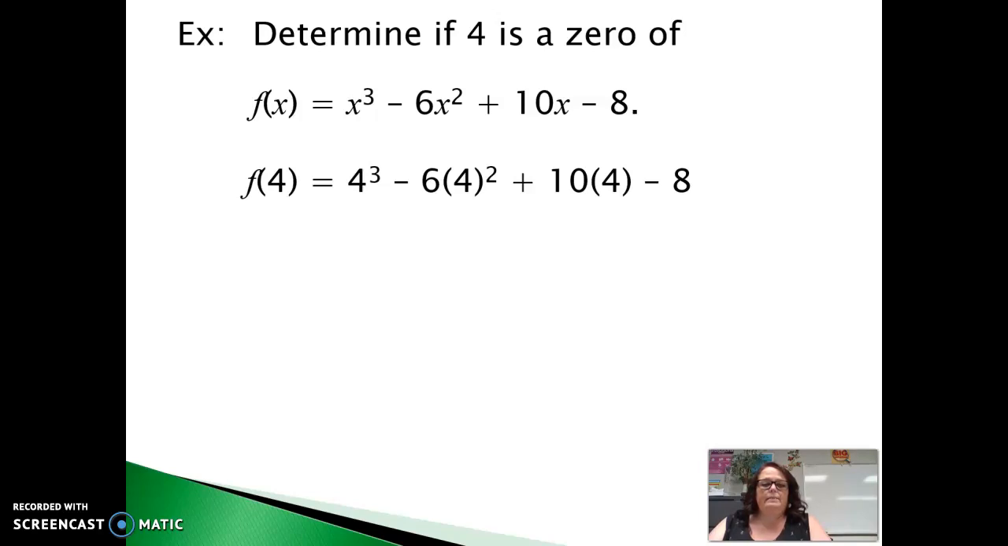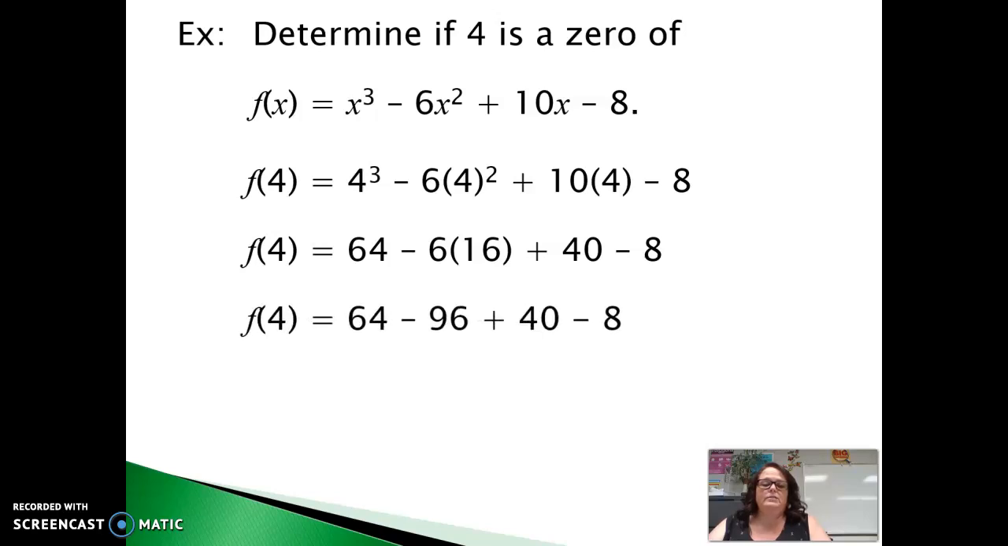So I'm going to work this out step by step. So first we take care of the exponents. So 4 to the third is 64 and 4 to the second is 16. Then we take care of multiplying or dividing as we read from left to right. So 6 times 16 is 96 and 10 times 4 is 40. And then we start combining. So let's see, I think I combined my positives. So no, I didn't, I'm sorry. I did 64 minus 96 gives me -32, and 40 plus -8 gives me +32, and together they make 0.